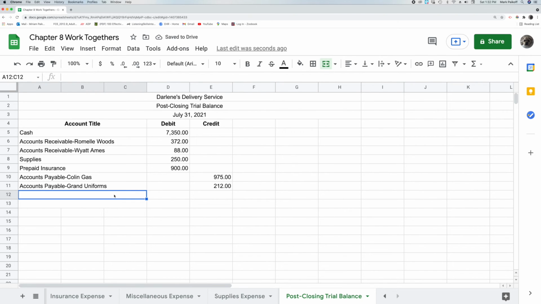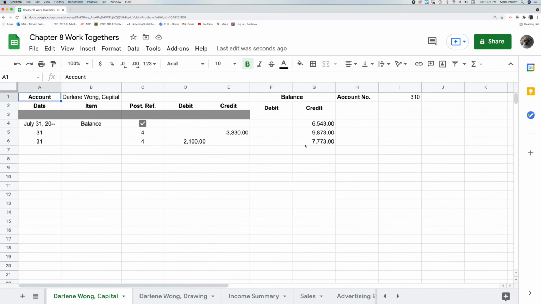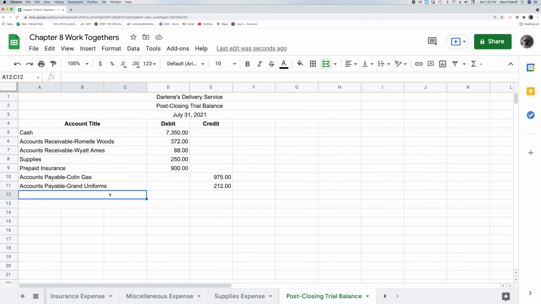The last account that's going to go on our post-closing trial balance is going to be the owner's capital account. So if we come over to the Darlene Wong capital ledger, we're going to use the updated account balance, which is $7,773. So if we come back over to the post-closing trial balance, we're going to put in Darlene Wong capital for the account title, and then we're going to record the amount in the credit column.